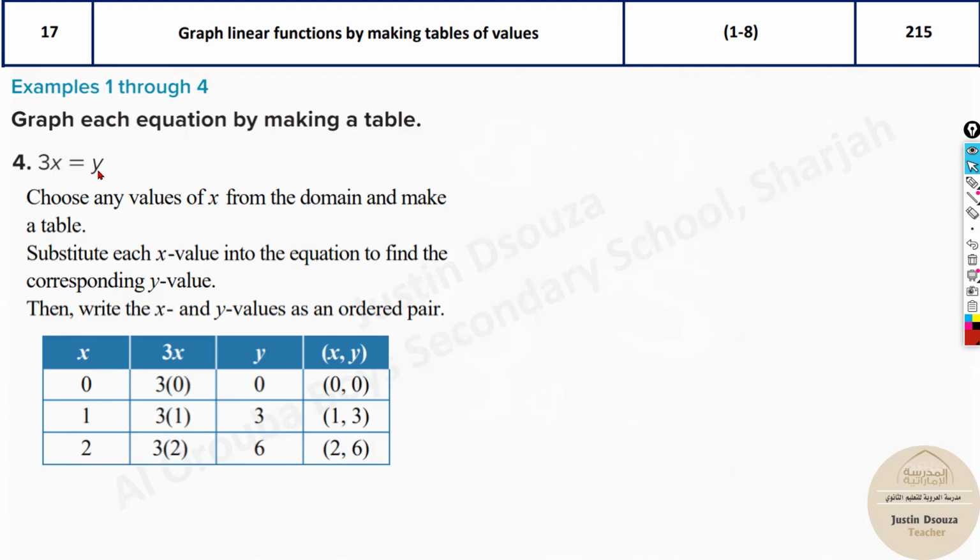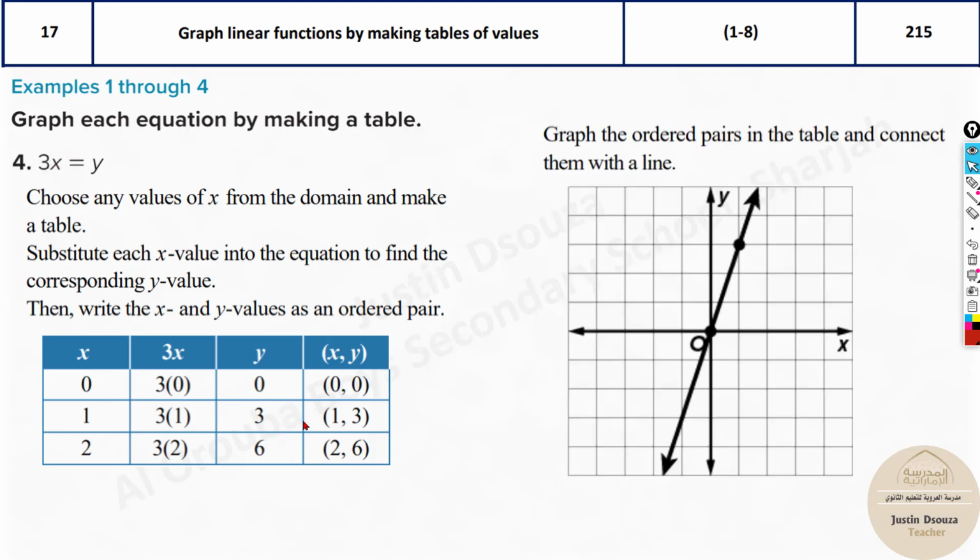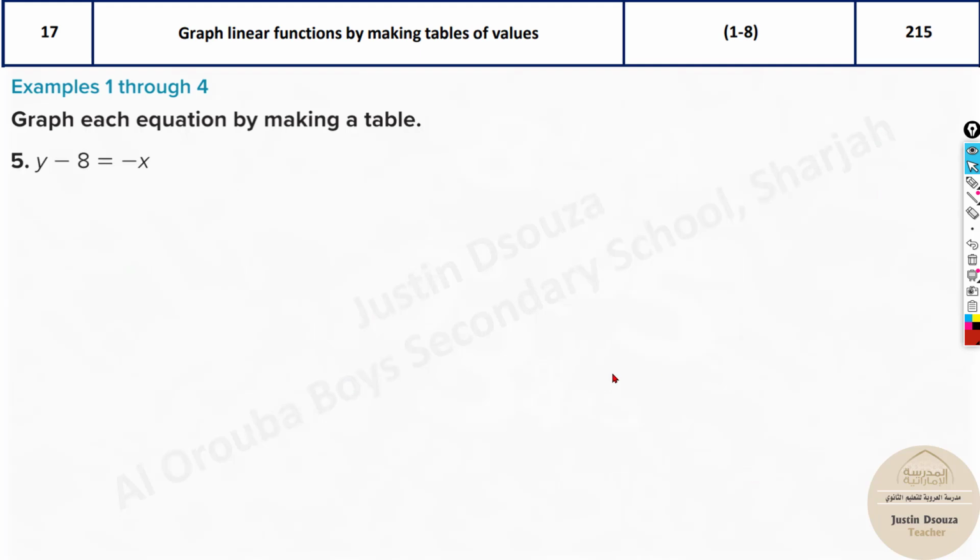So you substitute this over here. When x is 0, y is 0. When x is 1, y is 3. When x is 2, y is 6. It's a multiple of 3, that's it. And then you graph it up. That's the answer. Same way, please do try.